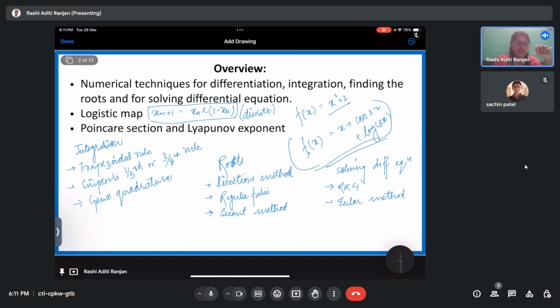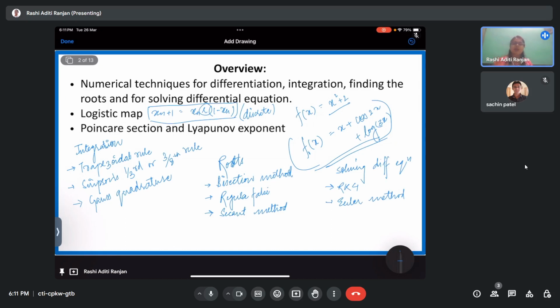And if you see, this is a very simple nonlinear equation, very simple. But it can also show you chaos. It shows you period doubling and all these things. So if there is a nonlinear system, there are high chances that it can show tremendous changes on the change of parameter.